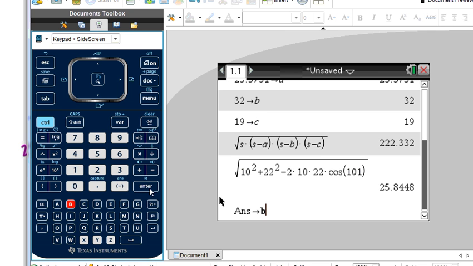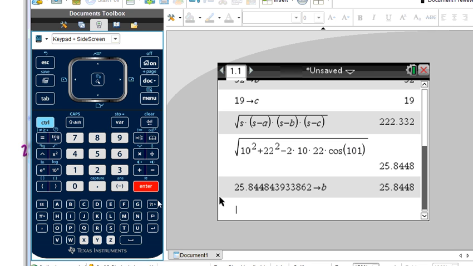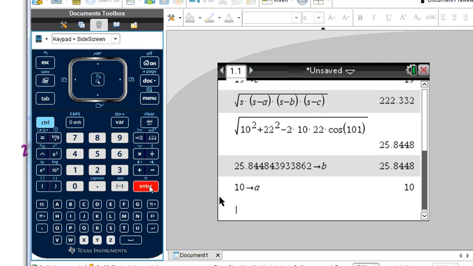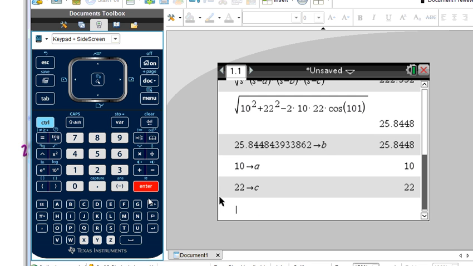So B. That's B. And then we have side A. I forget whether it's A or C, doesn't matter. 10 storage A and 22 storage C. And so we have A, B, and C stored.